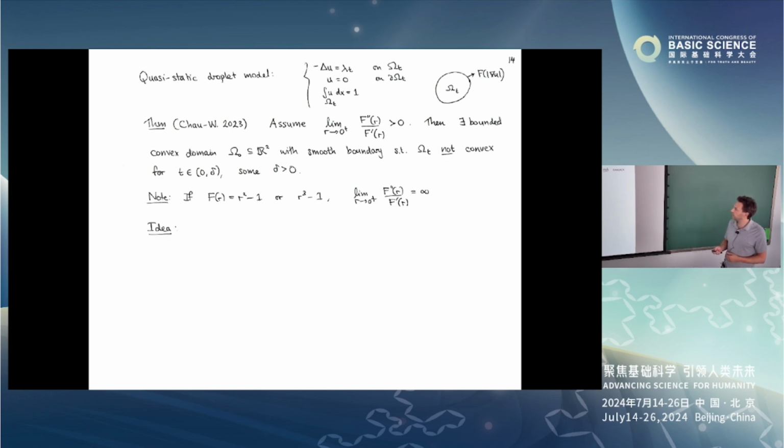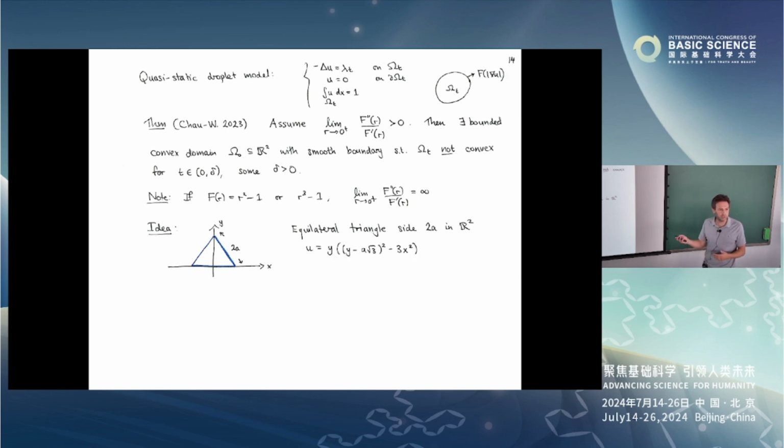So what's the idea of the proof? Well, the starting point is an equilateral triangle. It's a very, very simple idea. You take an equilateral triangle of side 2a, and it turns out, and we found this in a paper from the 80s, but I presume it's known before that, that you can write down a solution explicitly, and it just turns out to be a cubic polynomial. And this is a solution to minus Laplacian u equals constant.